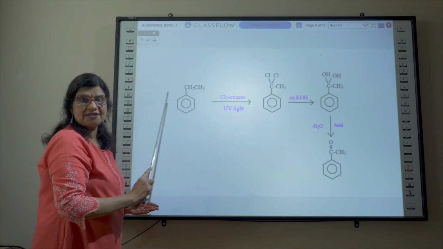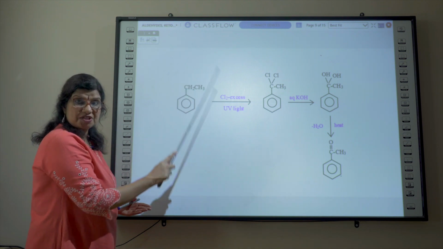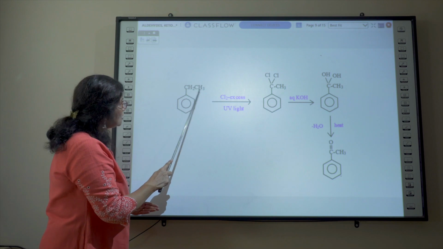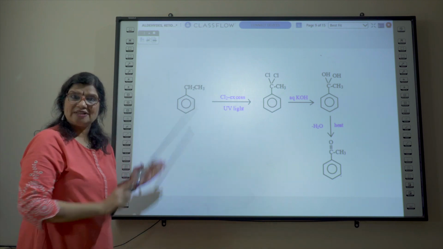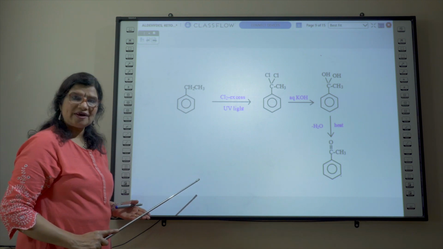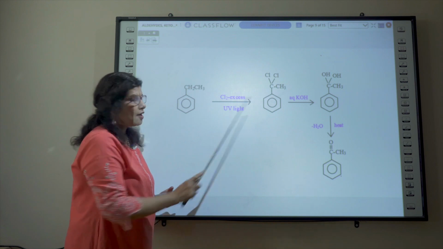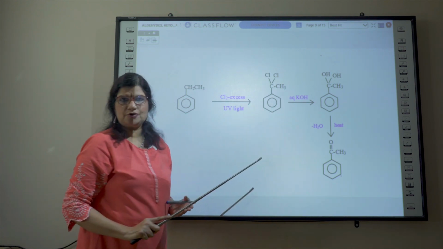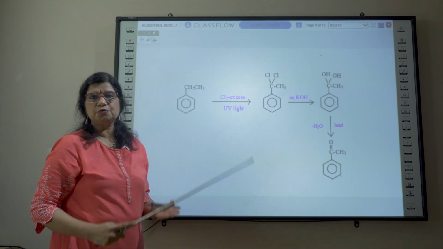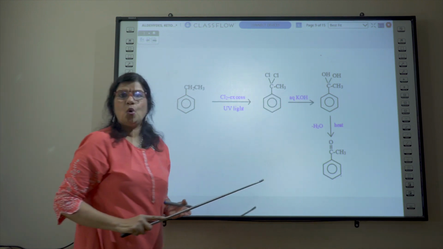So I hope this reaction is clear to you. So please understand why it is the benzylic hydrogens which are substituted by chlorine and not the hydrogens of the methyl group. That is a very important point in this particular discussion. Now the rest of the discussion is pretty simple. You have the dichloro compound. When made to react with aqueous potassium hydroxide, nucleophilic substitution reaction occurs. Both these chlorine atoms are substituted by OH groups.